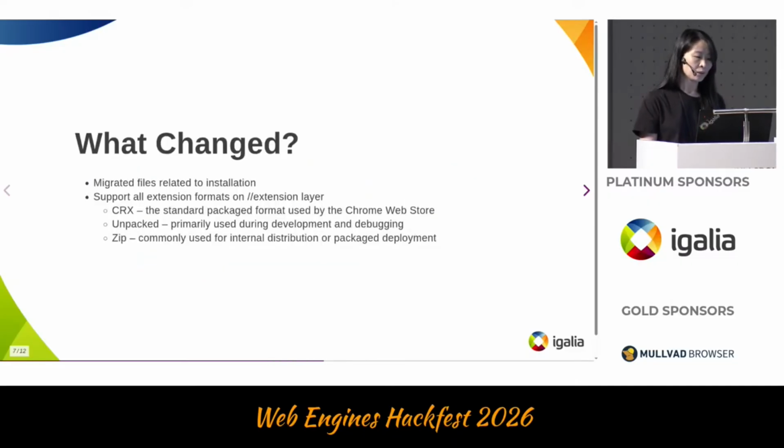So what has improved? One major milestone is that we've successfully migrated support for all extension installation formats. CRX is the standard format used by the Chrome Web Store. Unpacked extensions are primarily used during development and debugging. And zip packages are commonly used for internal distribution and package deployments.